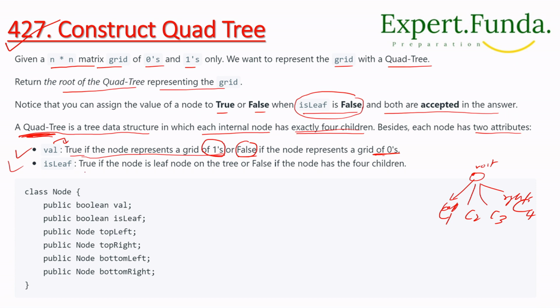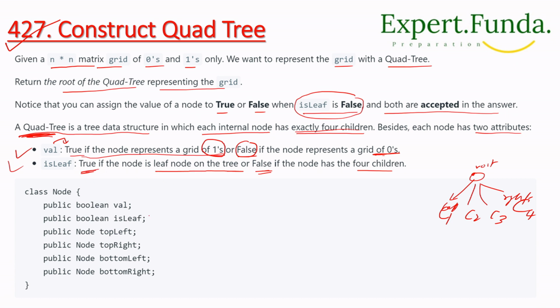isLeaf is true if the node is a leaf node of the tree. Otherwise, if the node has four children, then we assign false. If it is a leaf node, then we say it's true.